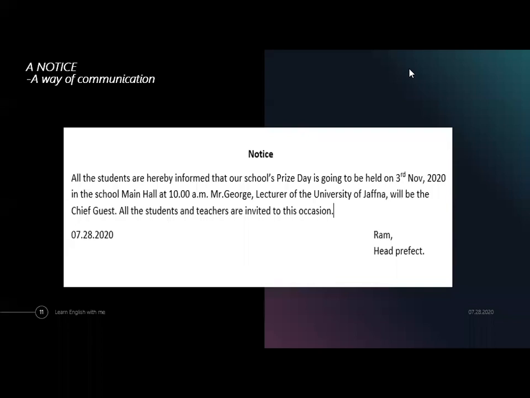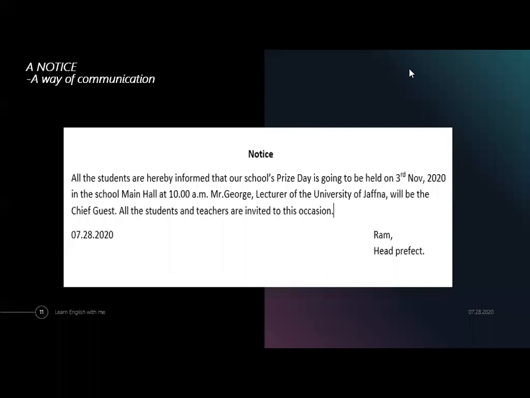And along with that, Mr. George, lecturer of the University of Jaffna, will be the chief guest. So here you are including the person who is going to be the chief guest. And finally, you are inviting the people, like all the students and teachers are invited to this occasion. So you can understand the pattern of the content. You have to focus on the venue, time, and date of the particular event and other specific important facts that you are supposed to include. And also, if it's a meeting or a gathering, you have to invite those particular people.